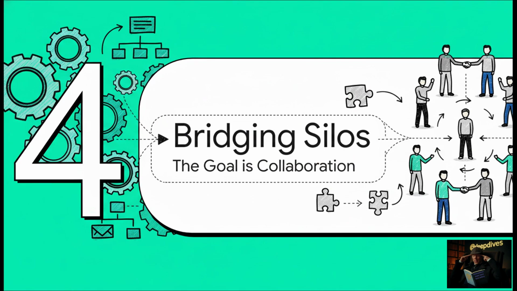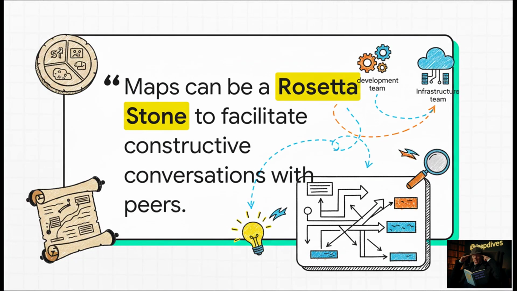The technical map, that's just a tool. The real goal, as we'll see in Section 4, is to unlock collaboration. This is where this whole thing goes from a neat trick to a total game changer. The book calls these maps a Rosetta Stone, and that's just a perfect analogy.